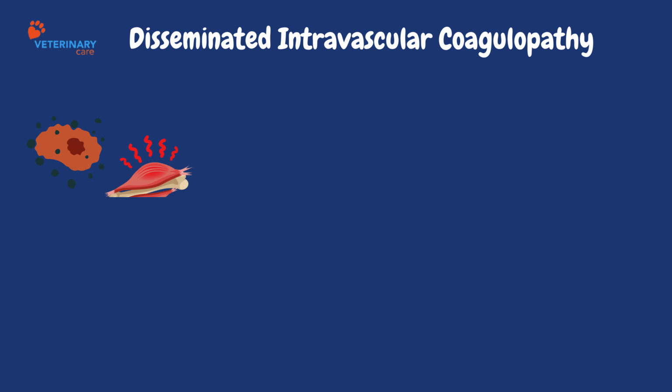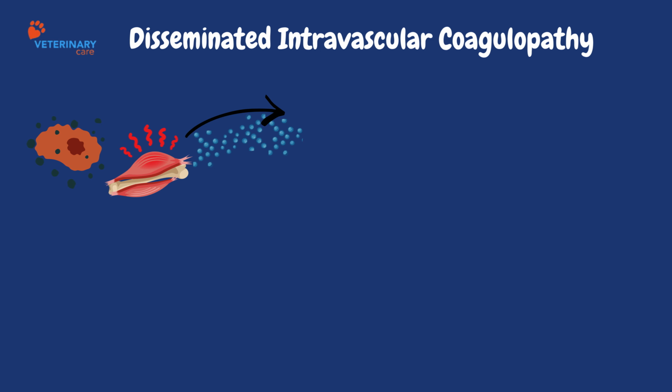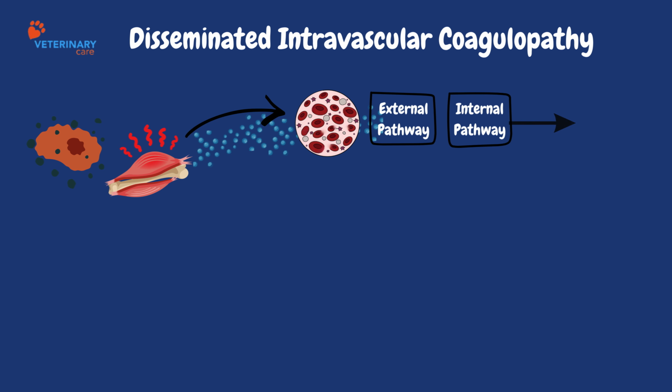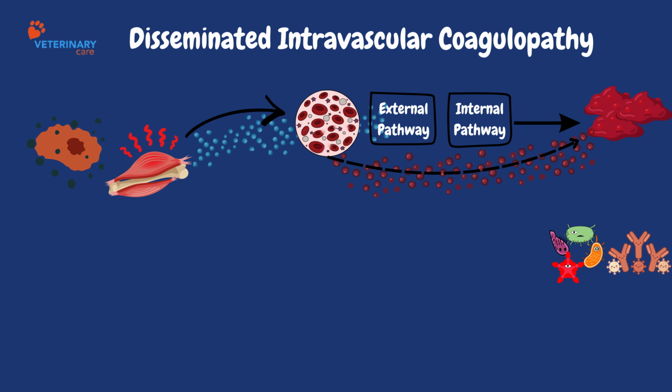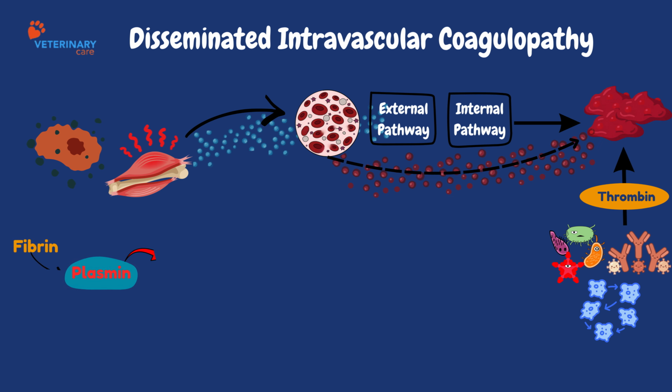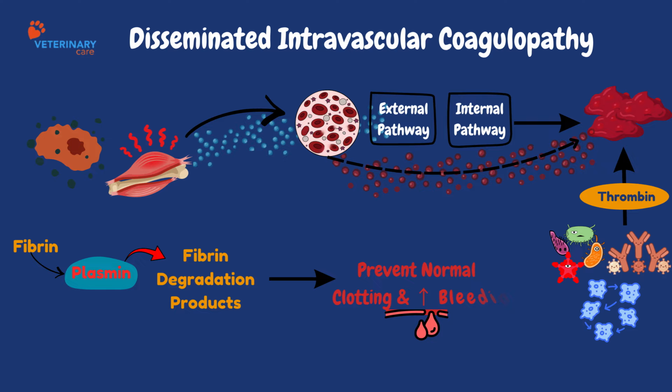Tissue damage and inflammation release substances that activate platelets and clotting pathways, leading to clot formation. Platelets and damaged red blood cells release factors that further increase clotting. At the same time, toxins, immune complexes, and complement activation increase thrombin formation. Meanwhile, plasmin breaks fibrin into fibrin degradation products, which prevent normal clotting and increase bleeding. This creates a dangerous cycle of thrombosis and hemorrhage.